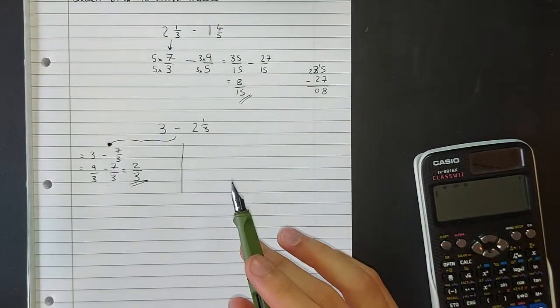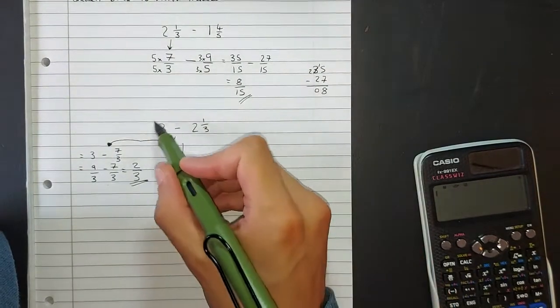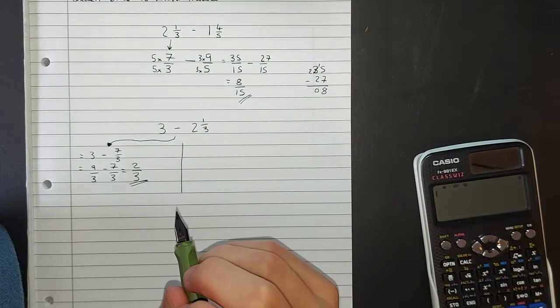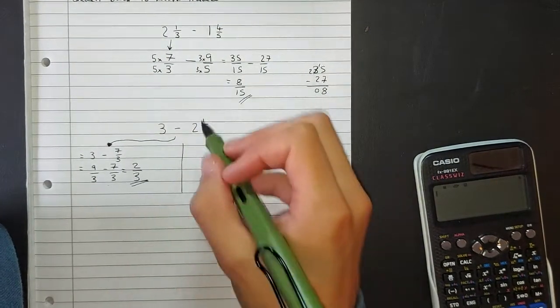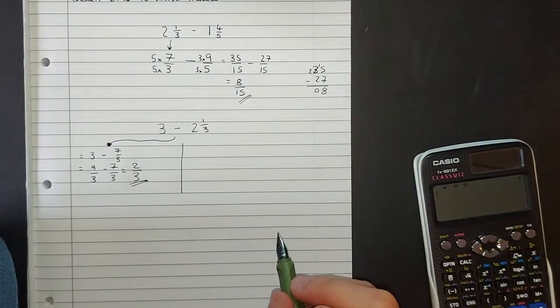I would look at this in terms of a number line, especially when working with a whole number at the start, okay? So we want to take away 2 and a third from 3. We know the answer is 2/3, so we can check, see if I'm getting the right answer.